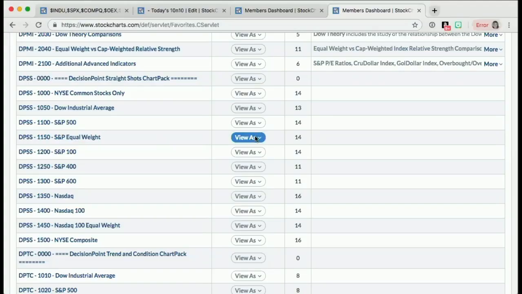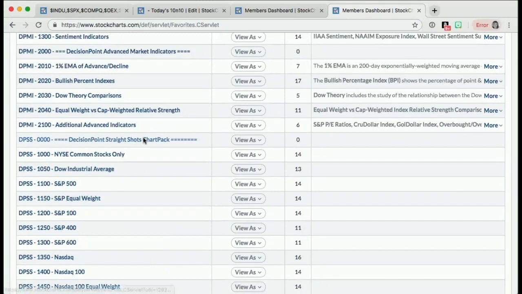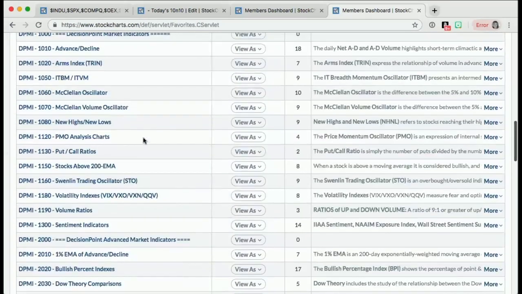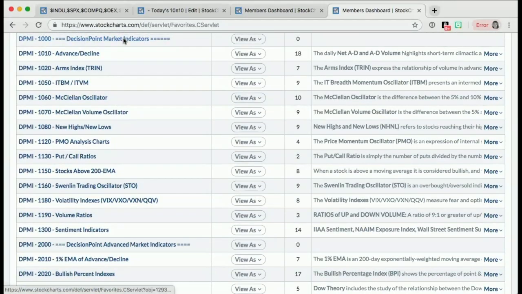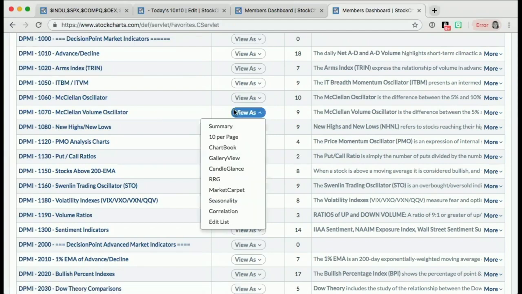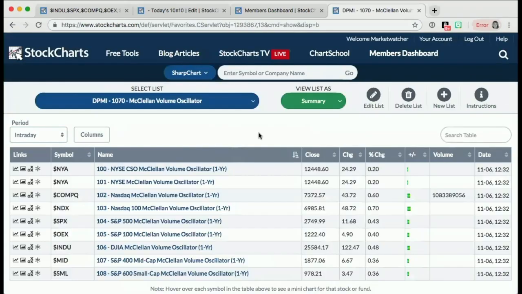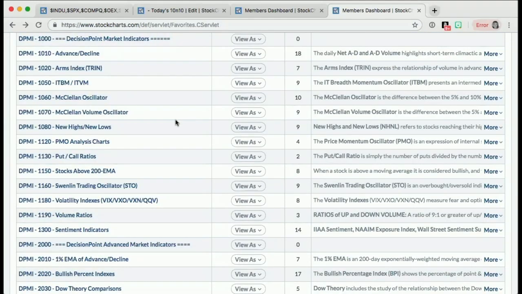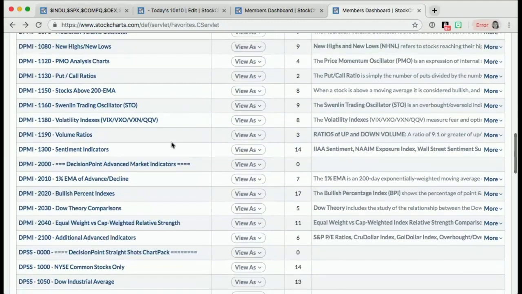All righty. Okay, so now we have these chart packs in here. And like I said, what we're going to do today is, as you can see in their market indicators chart pack, instead of picking, for example, the McClellan oscillator and then looking at it across the various indexes, we're going to go the opposite direction. We're going to start with an index and then move through all the indicators for that index.